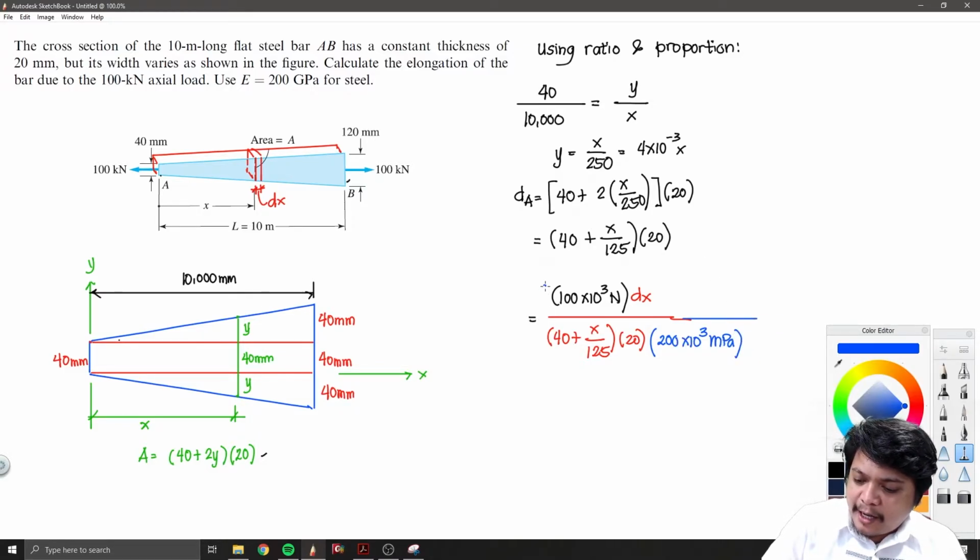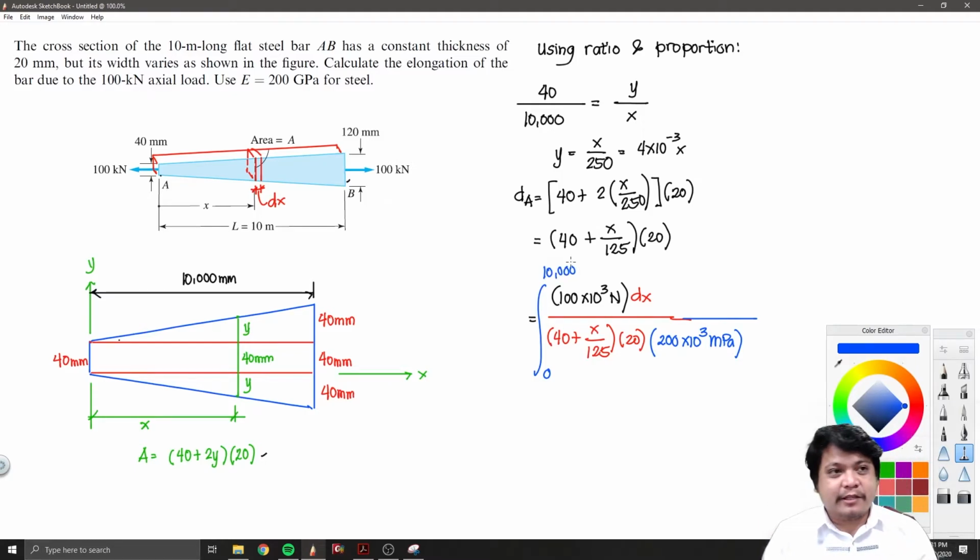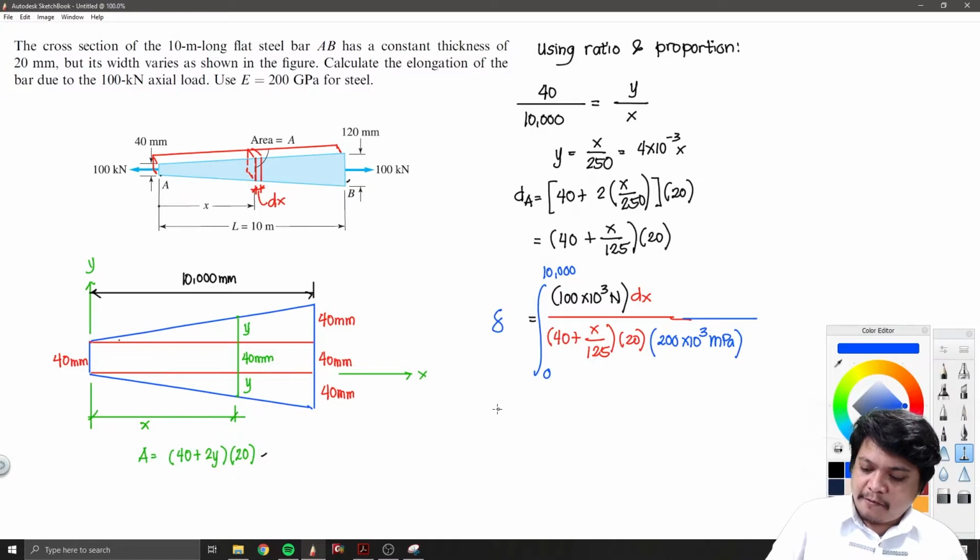Okay? Kaya lang, yung dx mo, it runs from x equals 0 hanggang sa x ay 10,000 millimeters. Okay? So, lahat ako naka-millimeters, ano? At saka lahat naka-newton. So, 100 times 10 to the 3 all over 40 plus x all over 125 multiplied by 20 times 200 times 10 to the 3. Again, that runs from 0 to 10,000. Okay? So, hintayin natin yung sagot. This is now the total deformation.